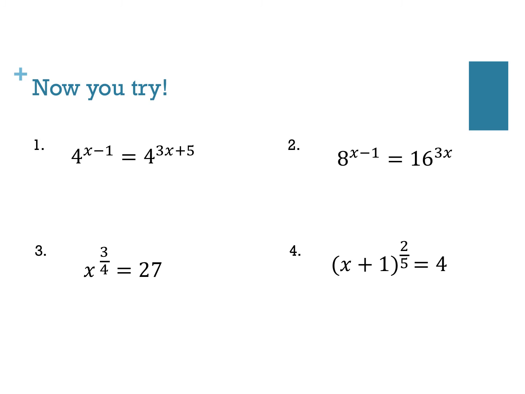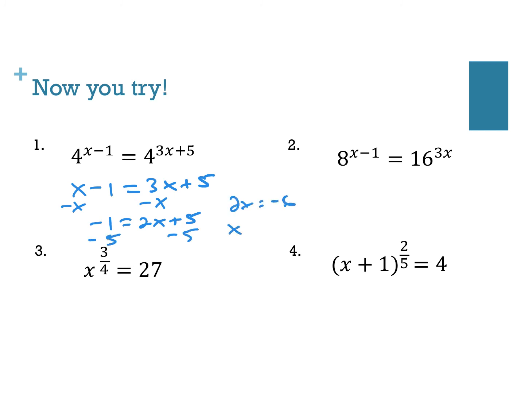So in the first one, notice we do have that 1-to-1 relationship, so right away we can just jump down and set the exponents equal to each other. And if I solve for x here, subtract x from both sides, I get -1 equals 2x plus 5. If I subtract 5 over, I get 2x equals -6, and if I divide by 2, looks like you should have got -3 for your answer.